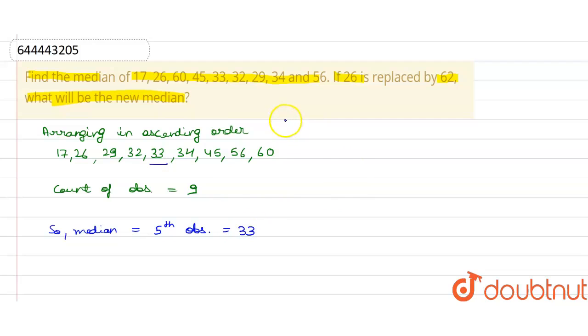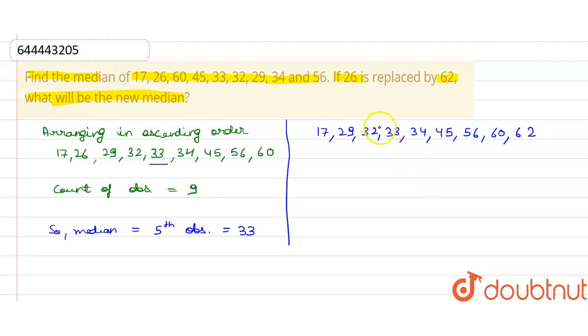Now if we talk about the second case, which is if 26 is replaced by 62, let us again rearrange the series in the ascending order. It would be 17, 29, then 32, then comes 33, then it would be 34, then 45, 56, 60, and since 26 is replaced by 62, the last term would be 62.